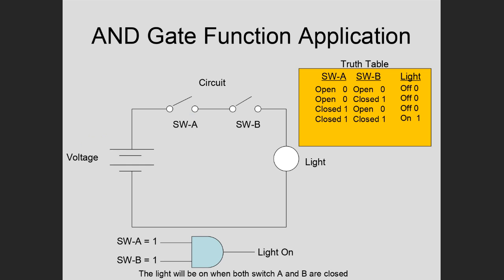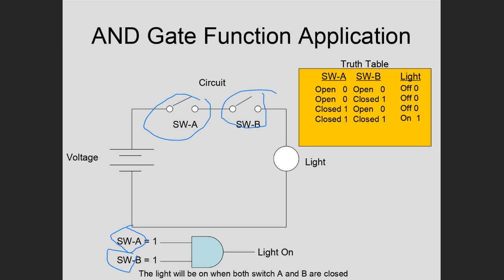You have these inputs, and this is a 2-input AND gate. You can have AND gates with as many inputs as you need. An AND gate has to have at least 2, but there's no limit to how many it can have in theory. We've already gone over this, though. We see that our inputs, shown on the gate, are switch A and switch B, and they represent these switches here.